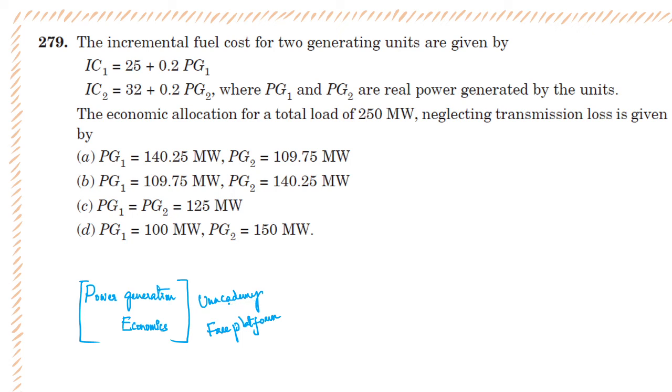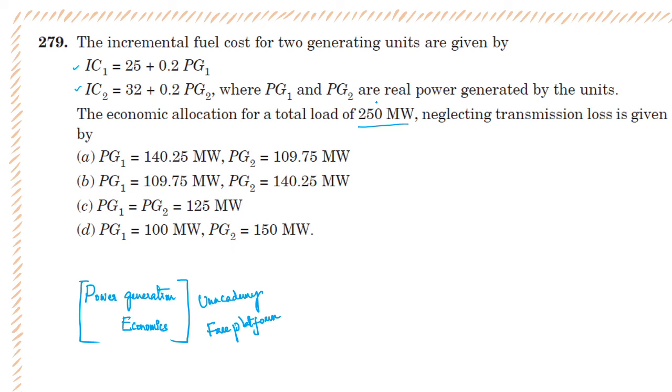Look at the question here. Incremental costs of two generating units are given. For generating unit one, the incremental cost is given. For the second generating unit, the incremental cost is given. Now PG1 and PG2 are the real powers generated by the units. The economic allocation is for a total load of 250 megawatts. The demand power is given as 250 megawatts. Now we need to neglect the transmission losses.